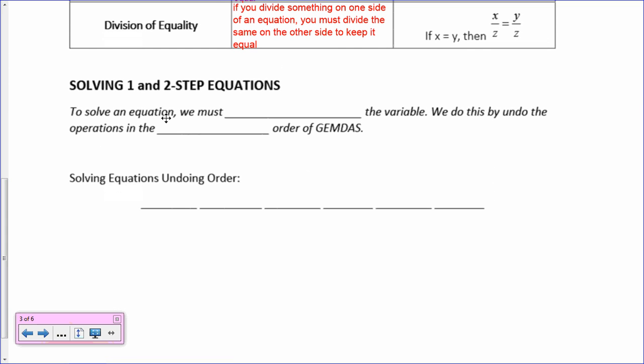Now in order to solve an equation, we must isolate the variable. Okay, we are always trying to get the variable by itself so we can figure out what it's equal to. And in order to do that, we do this by undoing the operations that are there, and we do it in the opposite order of GEMDAS. So take GEMDAS and do it backwards. This is the order we get.